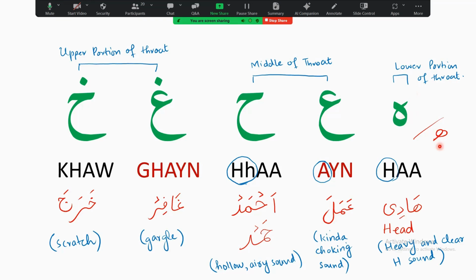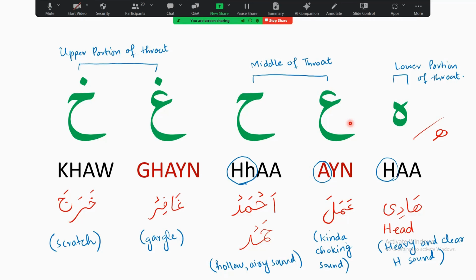Okay, so this letter ha, you will also see in this form as well. So you need not confuse both of these. They are the same. This ha or this ha, you see, they are the same ha. Okay, so the next letter is Ayn.